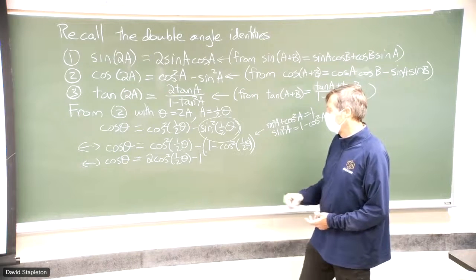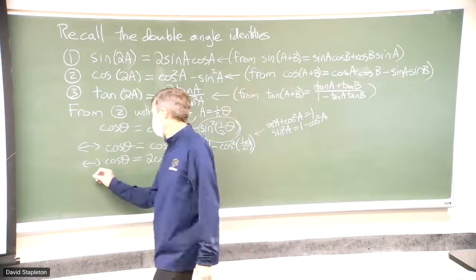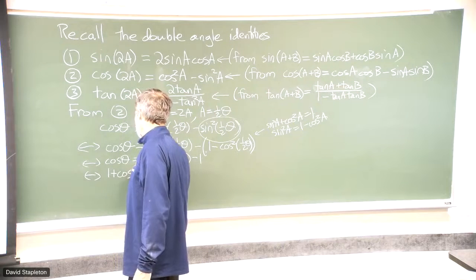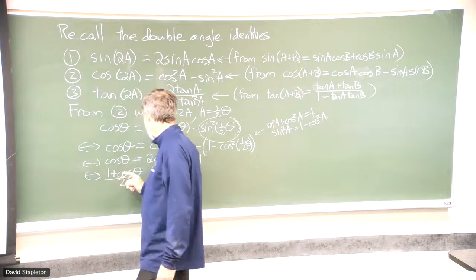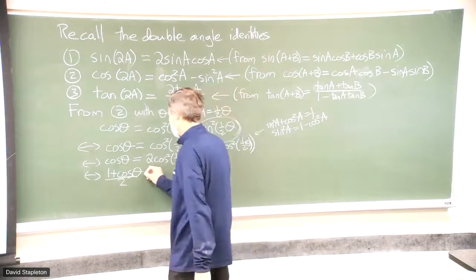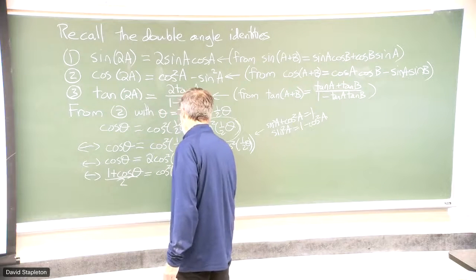Now I can solve that for cosine squared 1/2 theta. Suppose I add 1 to each side and divide by 2. All right. So then I add 1 to the left and get 1 plus cosine theta, and then I divide by 2, and I get that. I add 1 to this side, canceling this out, and divide by 2 and get cosine squared 1/2 theta. I did 2 little algebra steps there.